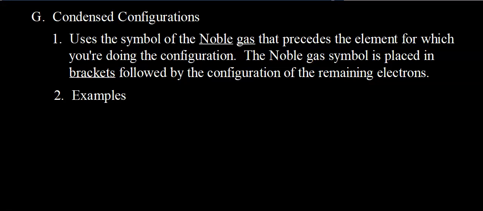All right, today we're going to talk about condensed configurations. It's a shorter way of showing an electron configuration. Sometimes I will also call these noble gas configurations. So let's do this. Let's take a look at the periodic table, specifically let's look at barium.